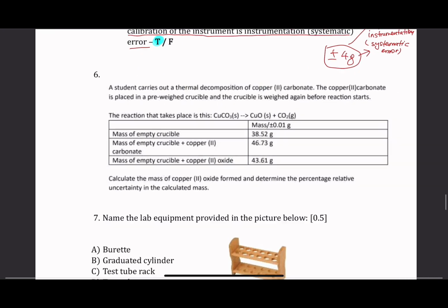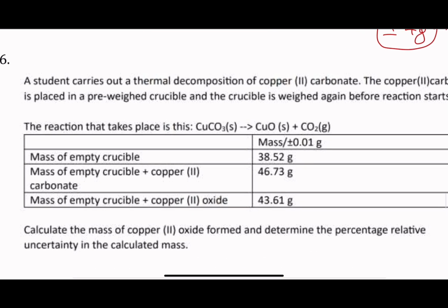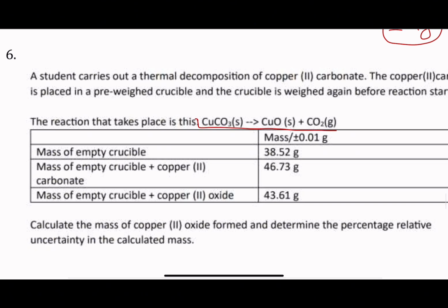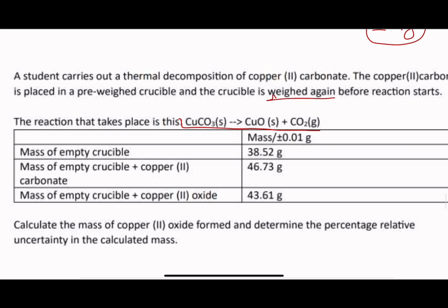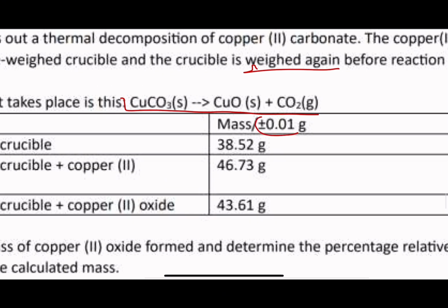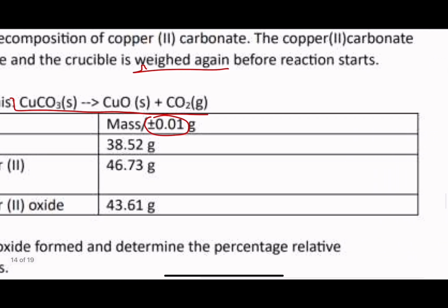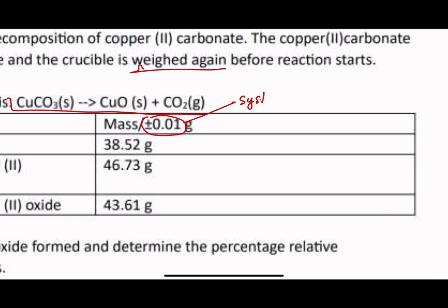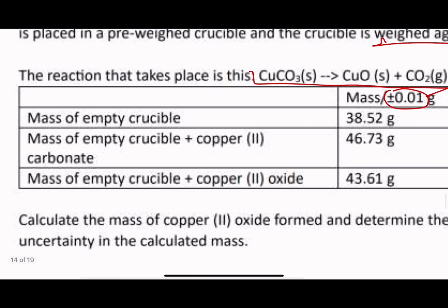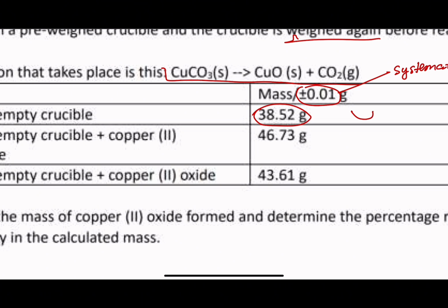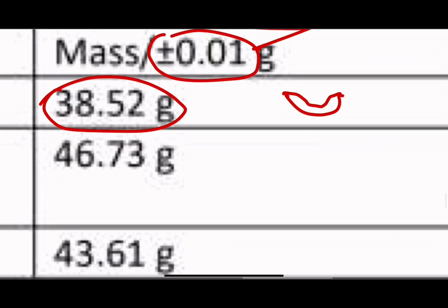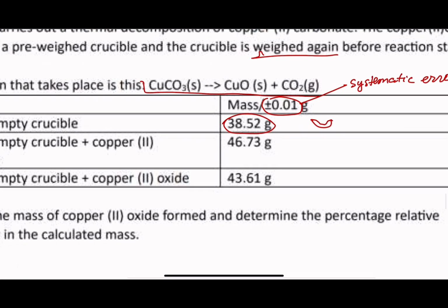Now we continue. A student carries out thermal decomposition. Now this is a decomposition reaction. We used a scale which has reported plus or minus 0.01. So we know that this is a systematic error. And then we got the mass of the crucible. This is the cup, the crucible. Do you remember, made from like white phosphor? That crucible has a weight of 38.52.